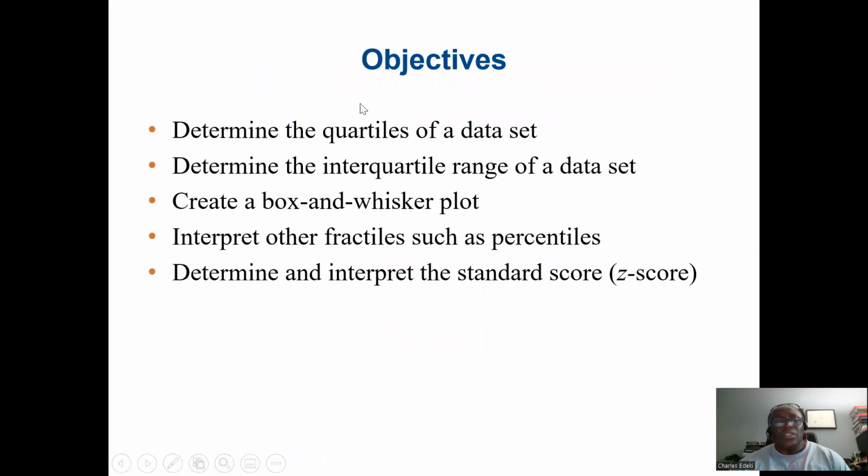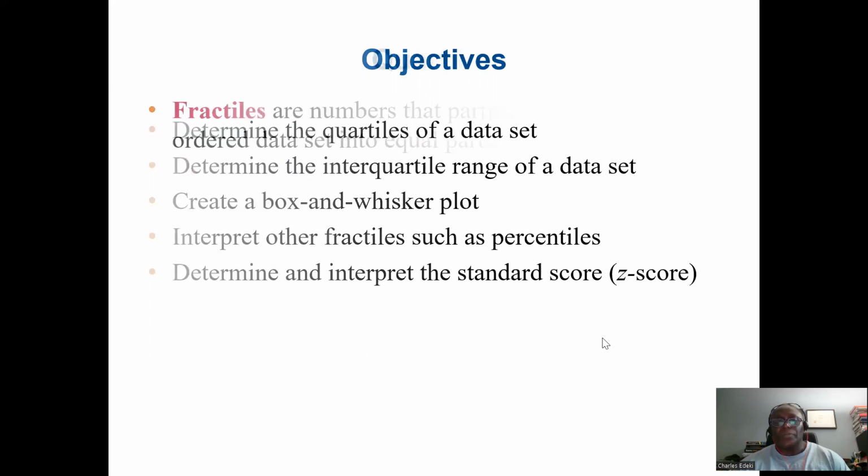So our main objective is to determine the quartiles of a data set. We're also going to determine the interquartile range of a data set, create a box-and-whisker plot, and also interpret other factors such as percentiles. Then we determine and interpret the standard score, which is the z-score.